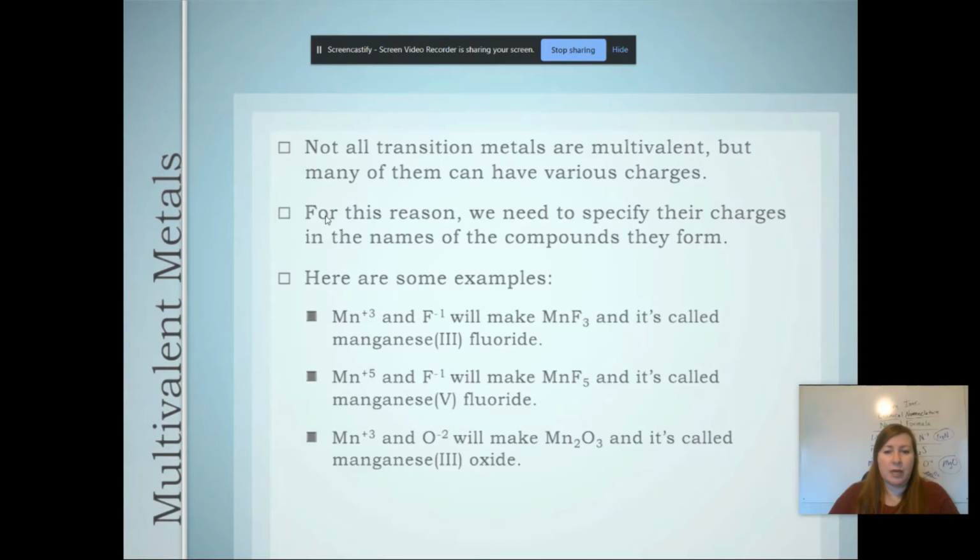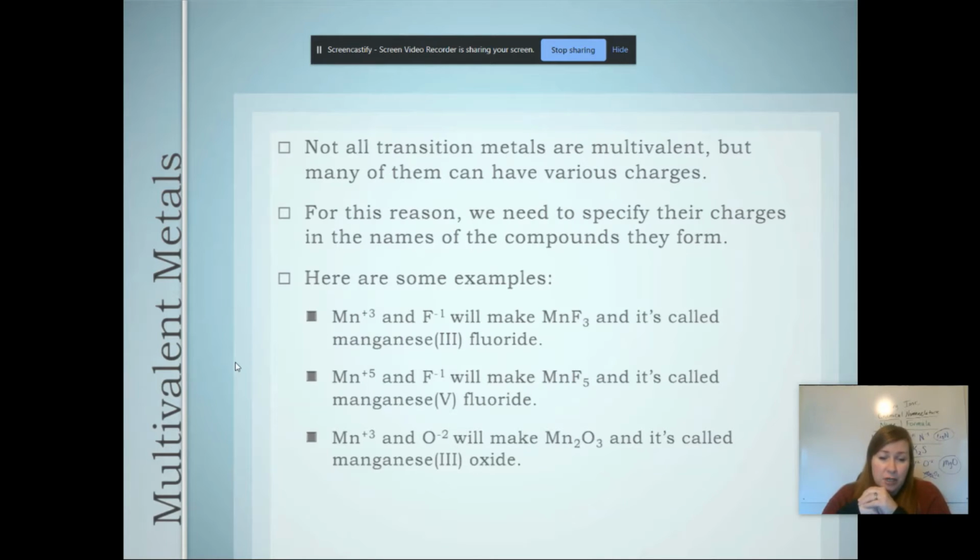So let's see, because they can have various charges, we have to specify their charges in the names of the compounds. So here are a couple of examples. Manganese with a +3 charge can bond with fluorine with a -1 charge, and it makes MnF3, and we call that manganese 3 fluoride. That's how we say it, manganese 3 fluoride, but when we write it, it's in parentheses, Roman numeral 3, III.